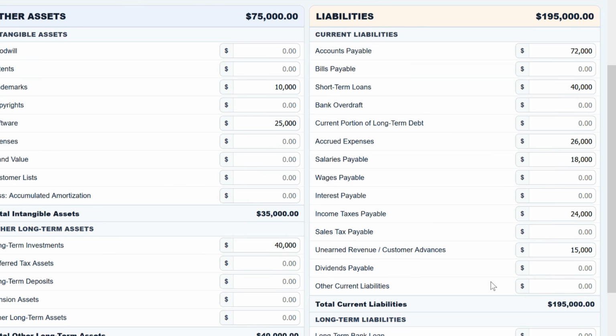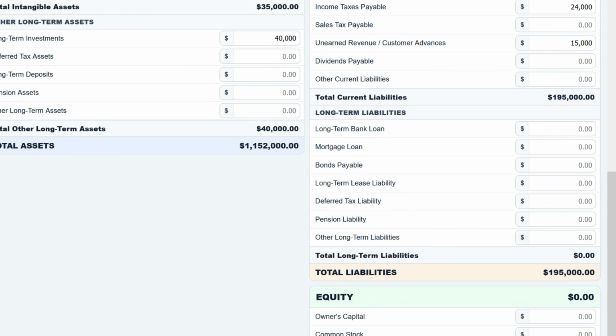Several other current liability categories remain at zero because they are not being used in this demonstration. Examples include bills payable, bank overdraft, interest payable, sales tax payable, dividends payable, and other current liabilities. After combining all current liabilities, the application calculates total current liabilities as $195,000. The next section is long-term liabilities.